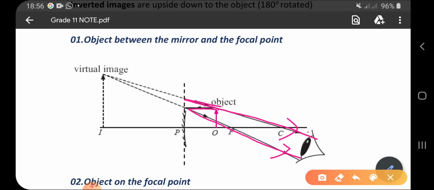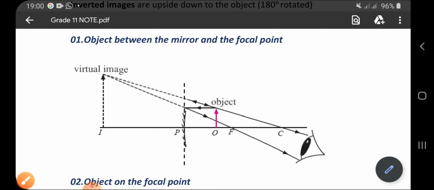Even though that is a concave mirror, the light rays will be deflected away, right? That's due to the position of the object. So the image can be found by extending these light rays which are coming to the eye. As you can see here, we have extended the reflected rays so that they meet at a point.